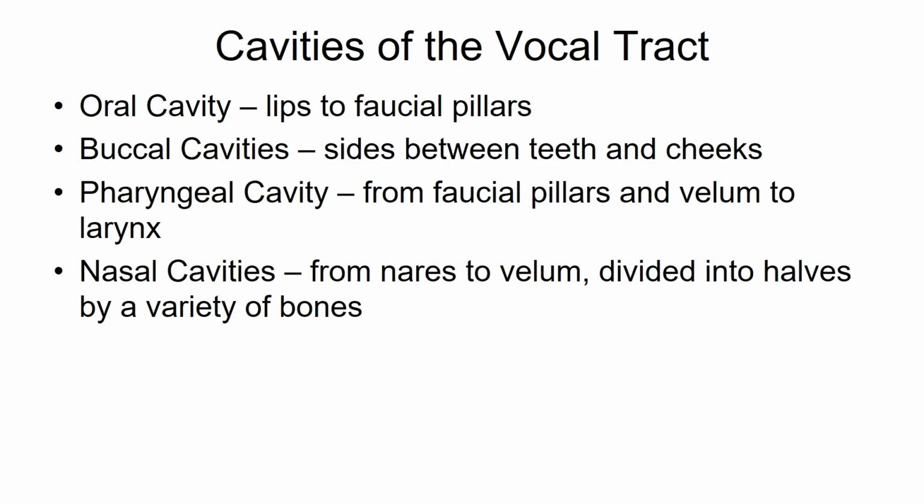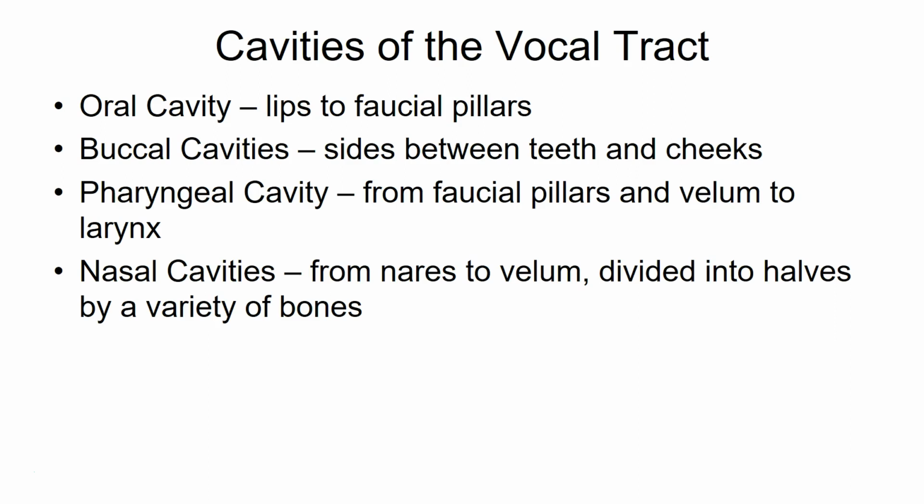Describing the vocal tract in a little bit more detail, the oral cavity is delineated by the space between the lips and the facial pillars. We sometimes make reference to the buccal cavities and the sides between the teeth and the cheeks. The pharyngeal cavity goes from the facial pillars and the velum down to the larynx. The nasal cavity goes from the nares in the front of the face to the velum.